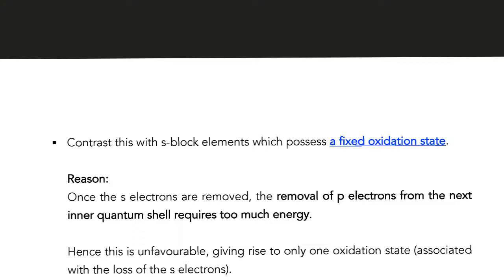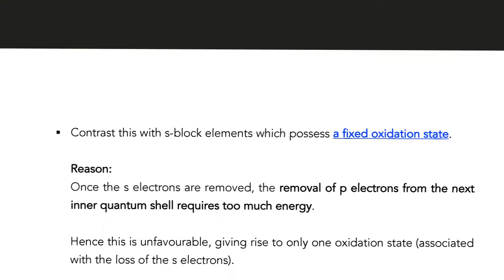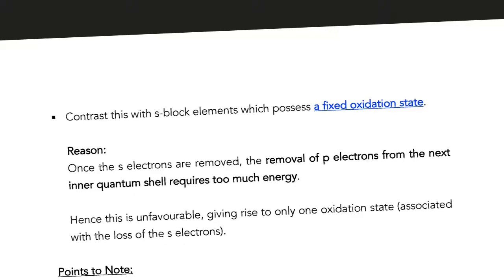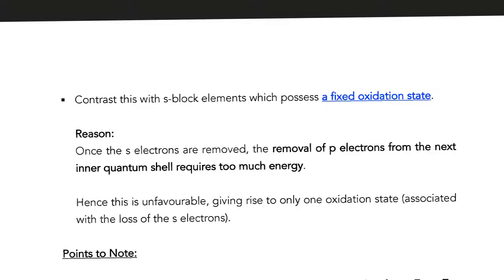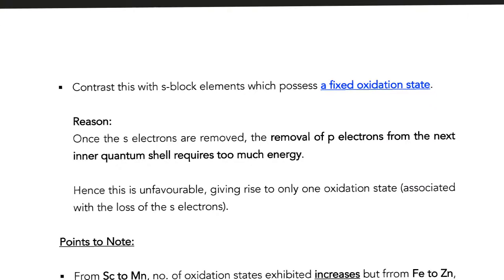Once the sp orbitals are removed, the p orbitals that are removed next usually come from the inner quantum shell, which requires more energy. Of course, this will be unfavorable and requires large amounts of energy here. Now, take note here.